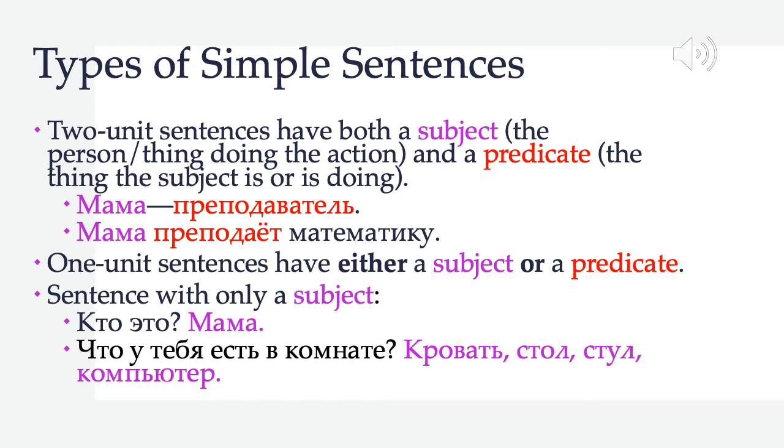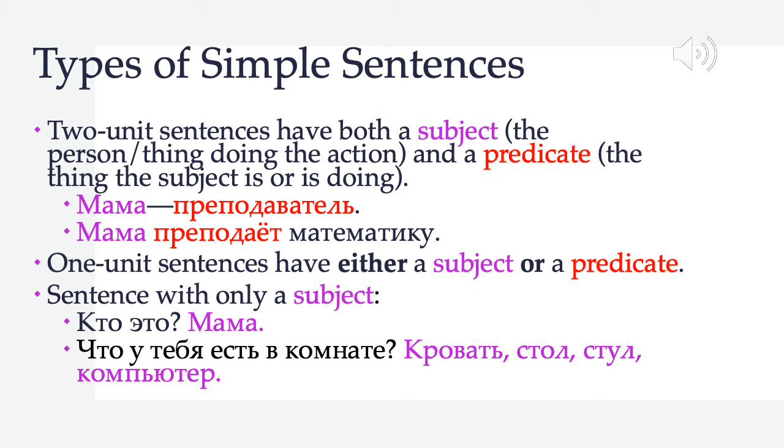1-unit sentences will have either a subject or a predicate. And we can have a sentence that only has a subject. For instance, we could say, Кто это? Mama. Who is this? My mother. And mama there is a complete sentence that is just one word, the subject.